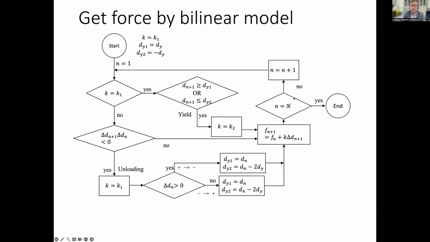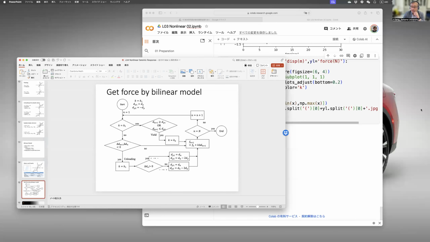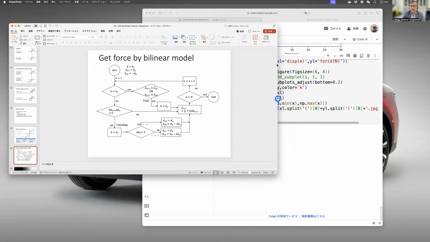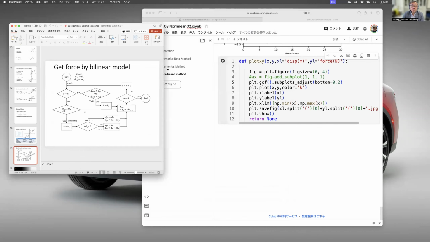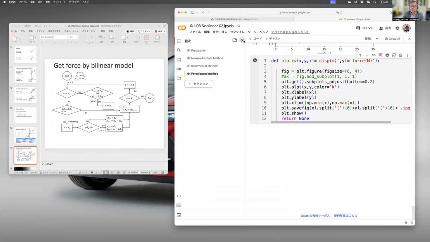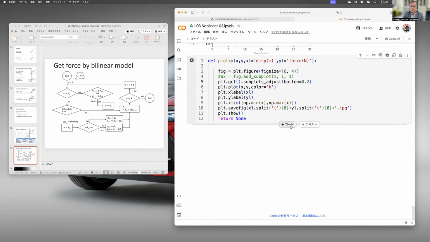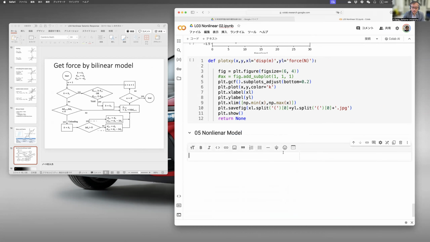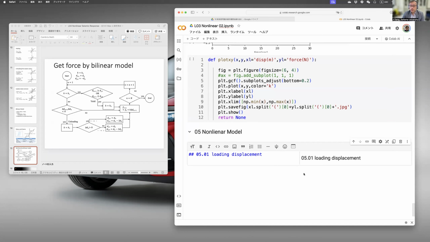So let's see how to program this in Python. What we left behind last time is something like this. So we're going to do a little bit of programming here. F5, bilinear model. So firstly, we need some loading displacement.